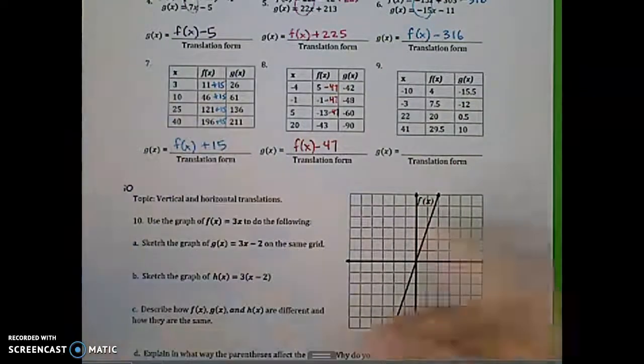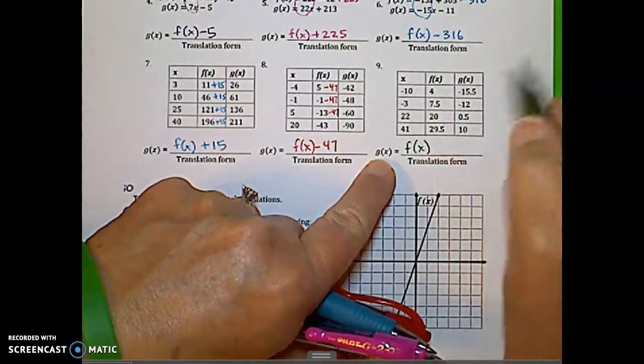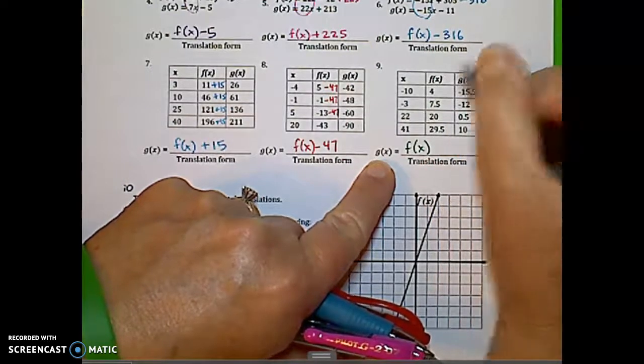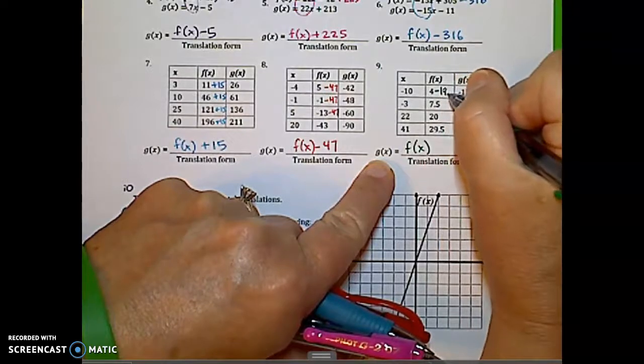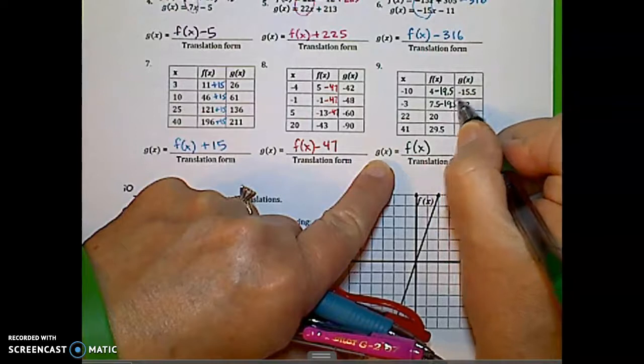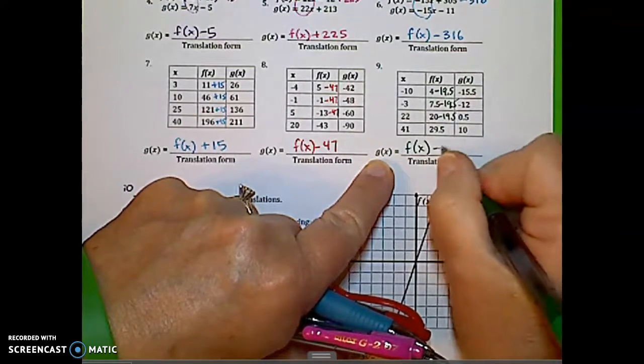Alright, let's finish this off. g of x equals f of x adjusted by how much? Let's see, to get from 4 to negative 15.5 is subtracting 19.5. That works here too. Subtract 19.5, subtract 19.5, and so forth.